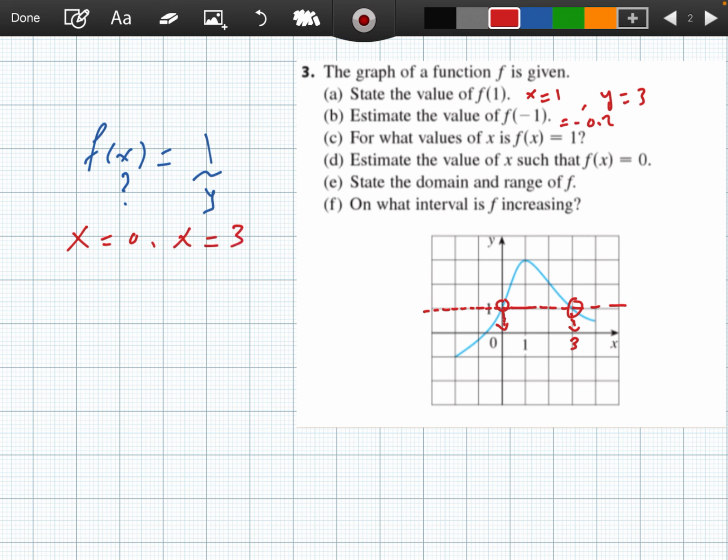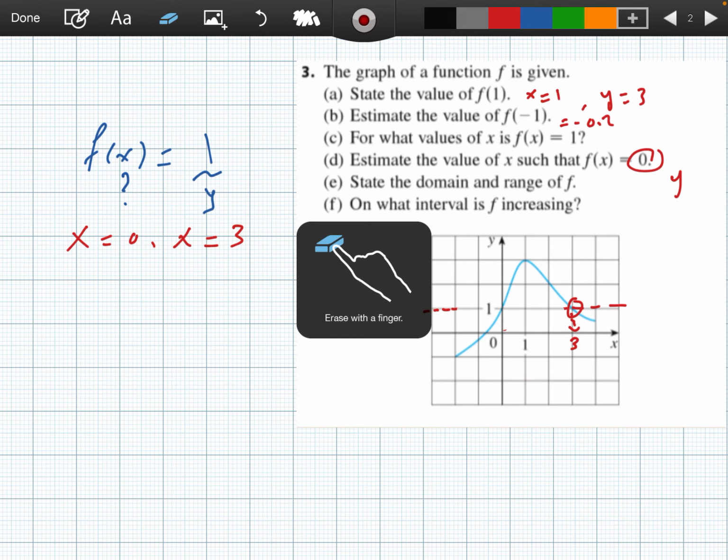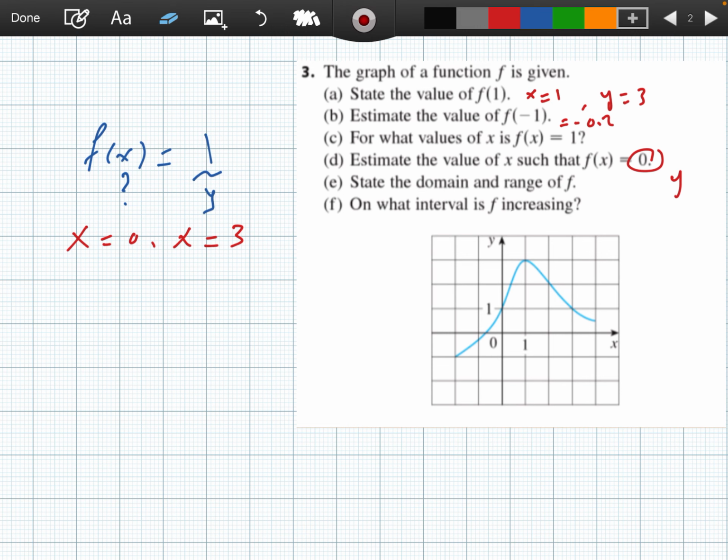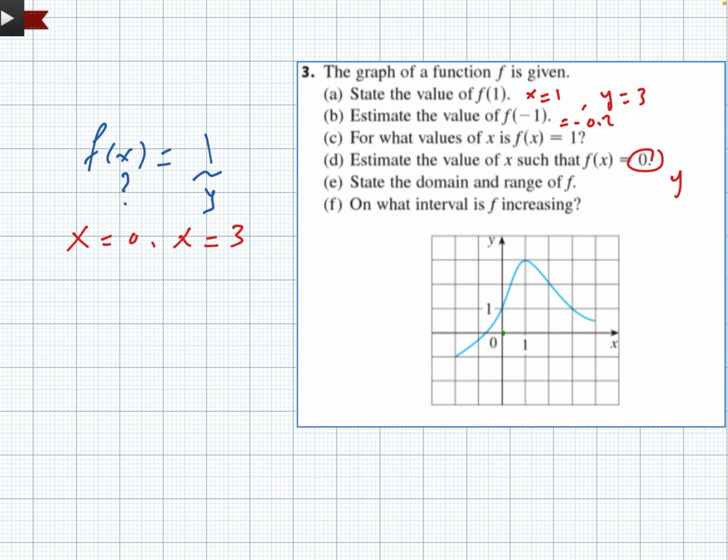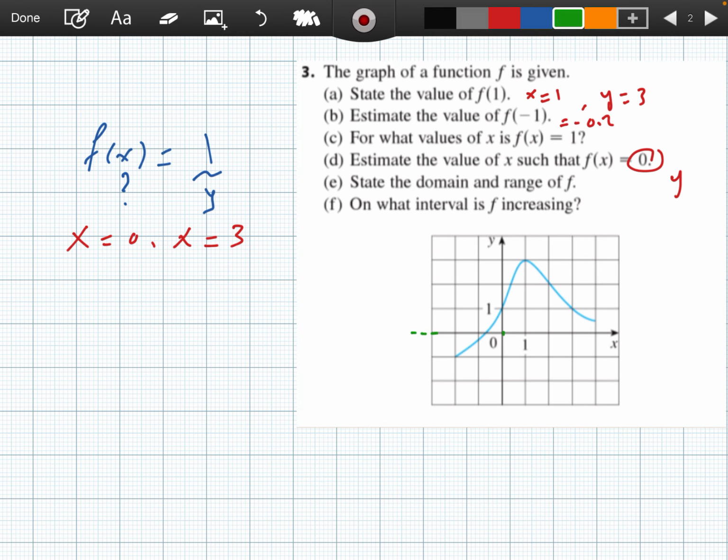Part D, estimate the value of x such that f of x equal to 0. The same thing, y is equal to 0. So this is y equal to 0. We make a horizontal line. It crosses the blue one here. And the x value here is almost negative 0.6.